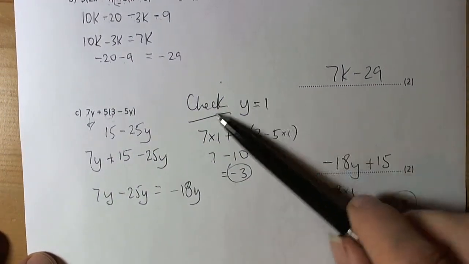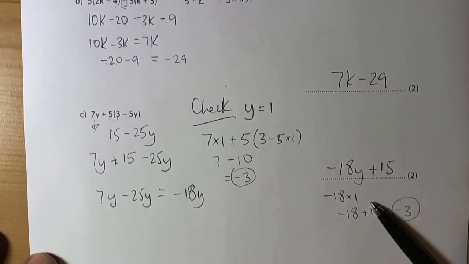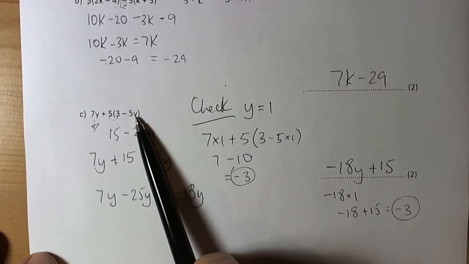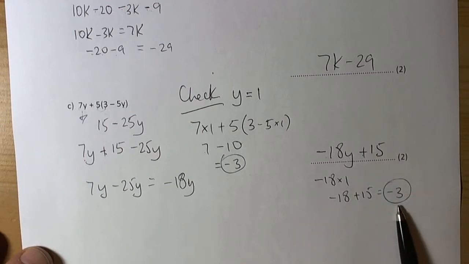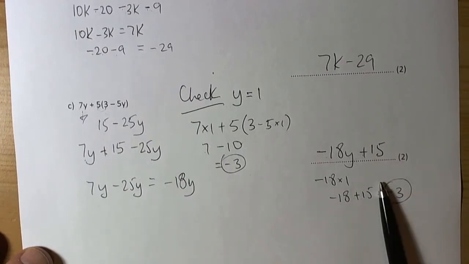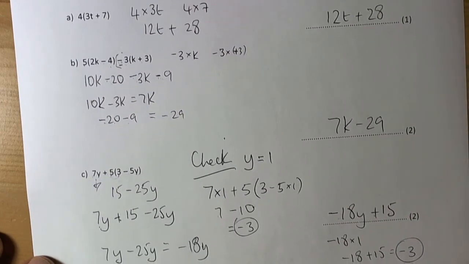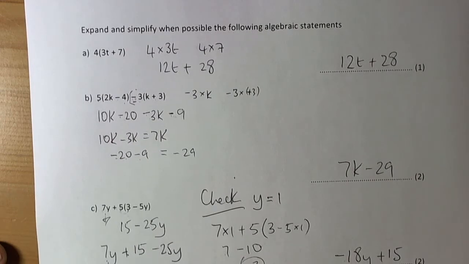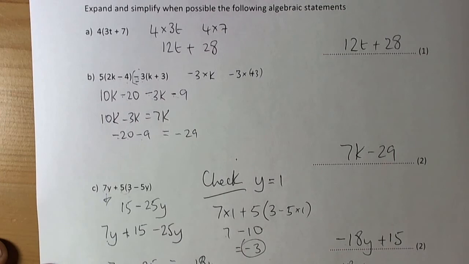So again, it's something to develop, guys, a skill of checking your answers to make sure that you haven't made any silly mistakes. So whatever value you gave the variable in the original expression, then the answer expression should give you the same answer. Otherwise, they're not the same thing. And the whole point is that you're expanding to get something that might be a little bit simpler to work with. So that's a run through of working with expanding and simplifying brackets.